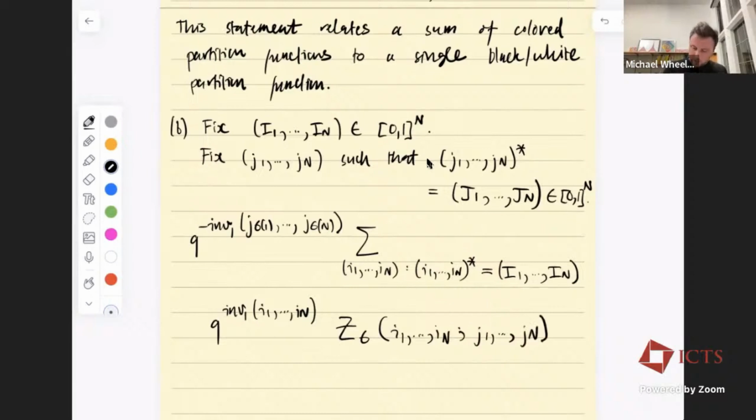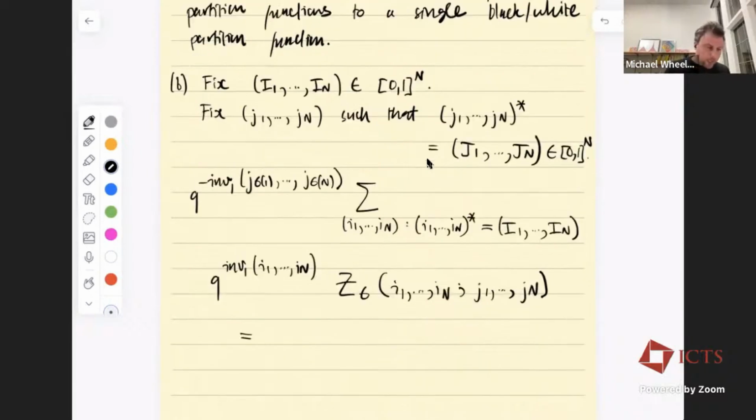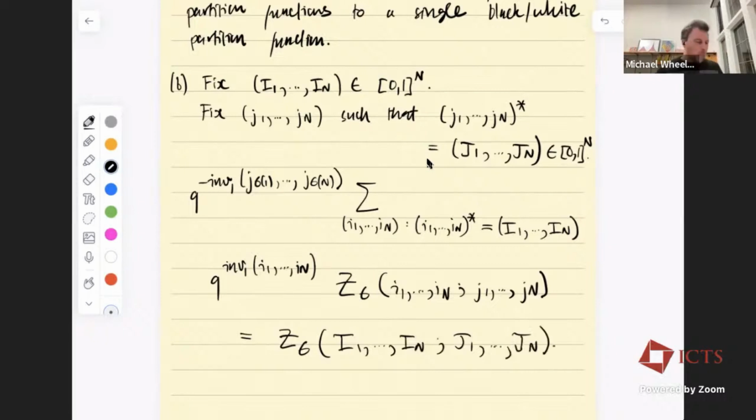Okay, so that's the left-hand side, and it's equal to the same right-hand side as before. So just Z sigma in the 6-vertex model.